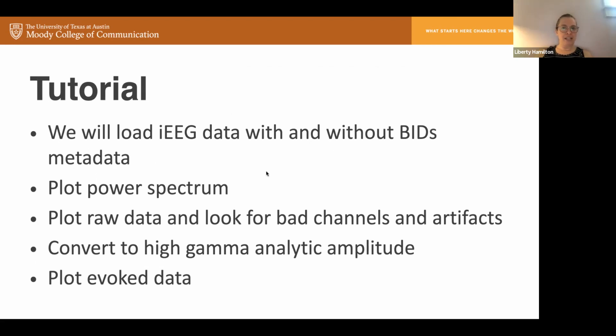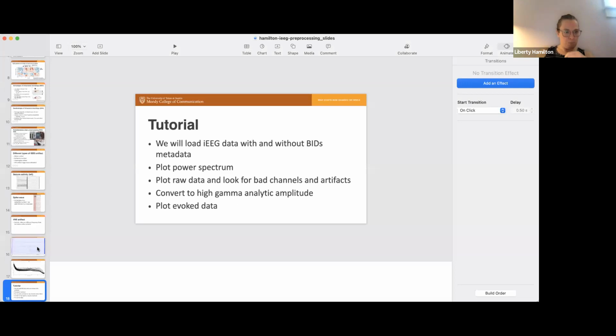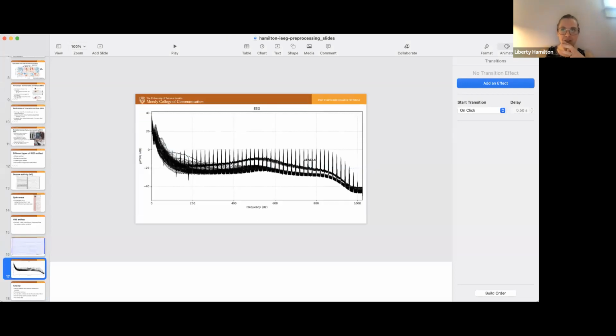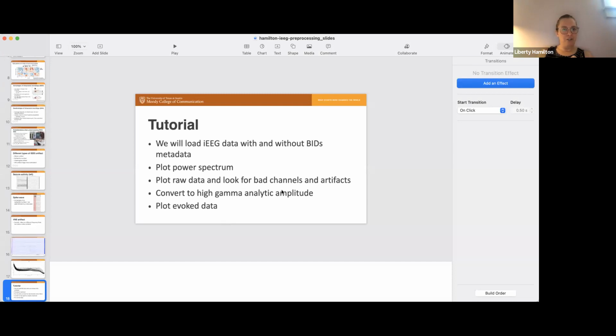We're going to load some iEEG data with and without the BIDS metadata, because I want you to see what it looks like when that nice metadata is included versus when it's not, and for you to be able to recognize what to do if you find some that doesn't have those annotations you're expecting. And we will plot the power spectrum, which is what I showed over here with the VNS stimulation. Sorry, just lost my slides there. And then we will also plot the raw data to look for bad channels and artifacts, convert to high gamma and plot some evoked data.